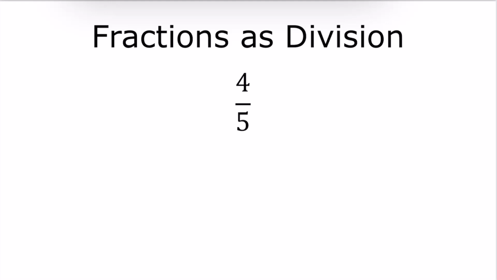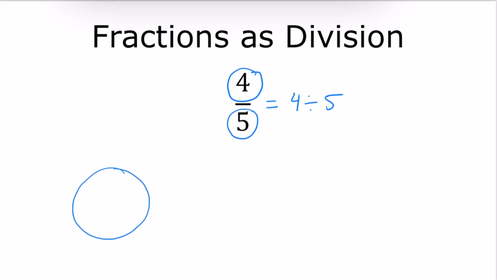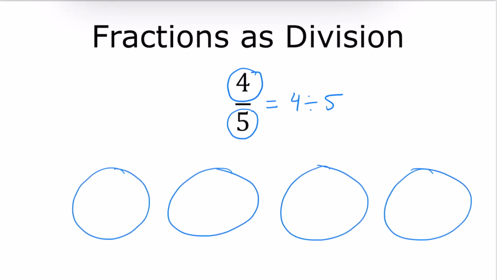And so with fractions as division, the way that you think about it is that the numerator of the fraction tells you how many things you're dividing, and the denominator of the fraction tells you how many groups you're dividing them up into. So you're kind of thinking about this as 4 divided by 5. And the way that you can visualize this when you show this to your students is you can say, okay, well, if I have 4 things, so let's say I have 4 circles. So here's 1, 2, 3, 4, and I want to split it up among 5 people.